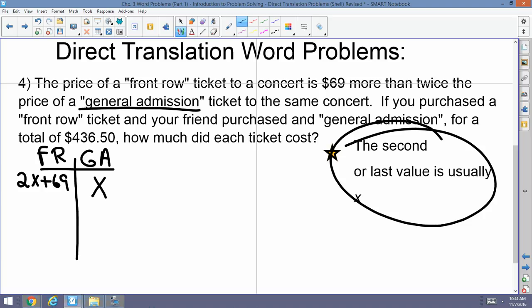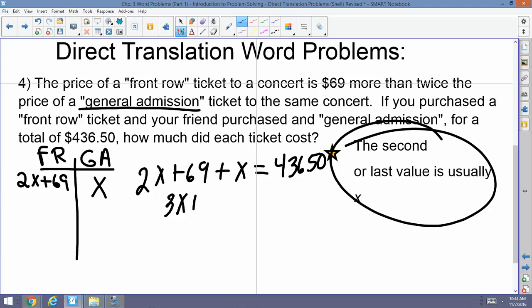You're exactly right. Now that I know that the front row costs 2x plus 69 and the general admission costs x, guess what? What's the total of those two? 436.50. Now it's just Mickey Mouse time. Now I solve. So this is 3x plus 69 equals 436.50. Subtract the 69.